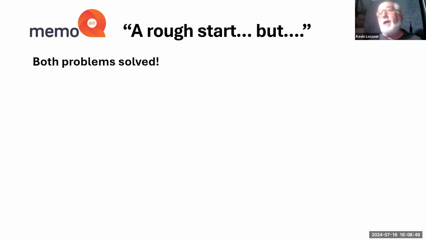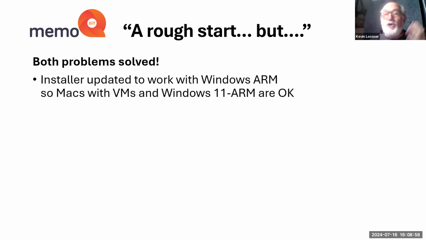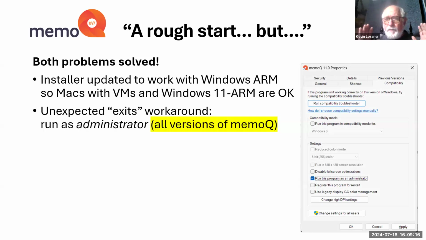Anyway, both of the major problems that I observed after the release of memoQ 11 seem to have been resolved. As I said, the new installer has been updated to work with Windows ARM. So all of you who like to use Macintoshes with the virtual machine Parallels or whatever, with that version of Windows 11 should be okay now. And for those who are experiencing problems with memoQ suddenly quitting all the time, there is a workaround that will help take care of this problem with the Windows 11 update.